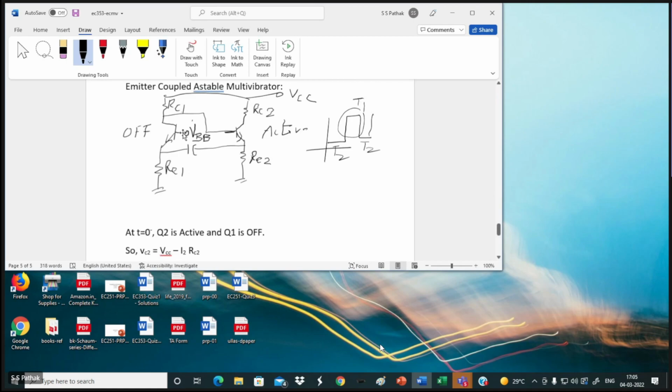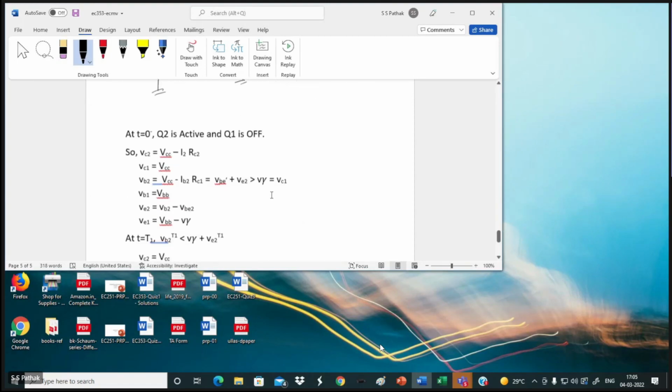So this VBB is here. VBB minus VBE becomes this, and this plus VCE becomes your VC1. That way the active region you can find. When this voltage is obtained, VCC minus this VC1 divided by RC1 becomes the current I1. So you can find my IB2, because this is off. When this is active, this becomes off. At that time if IB2 is 0, the entire current will be passing through this. You can calculate like that.